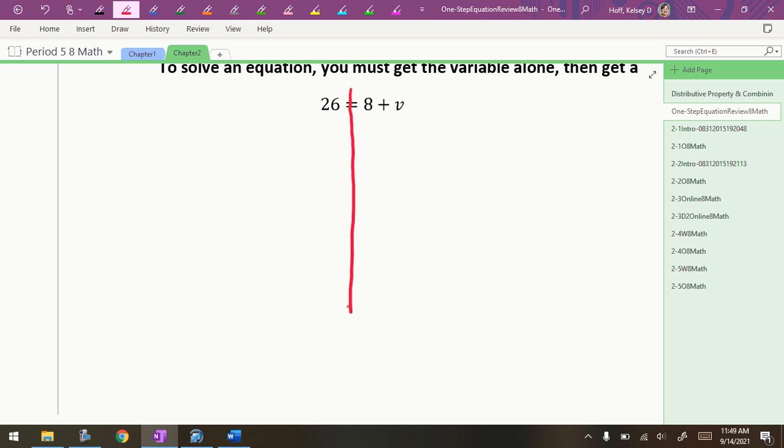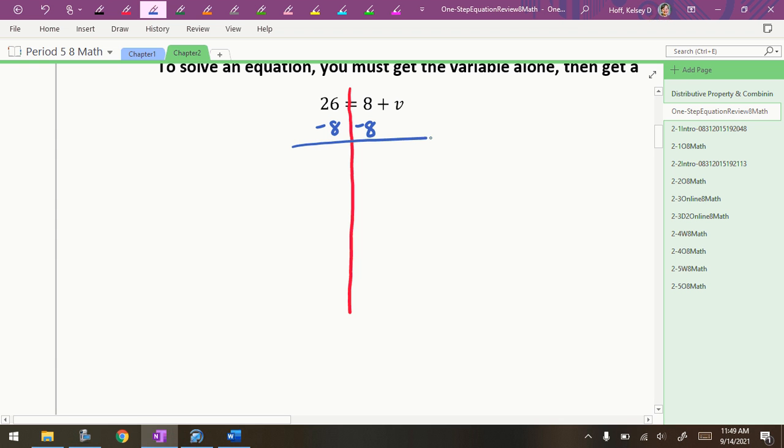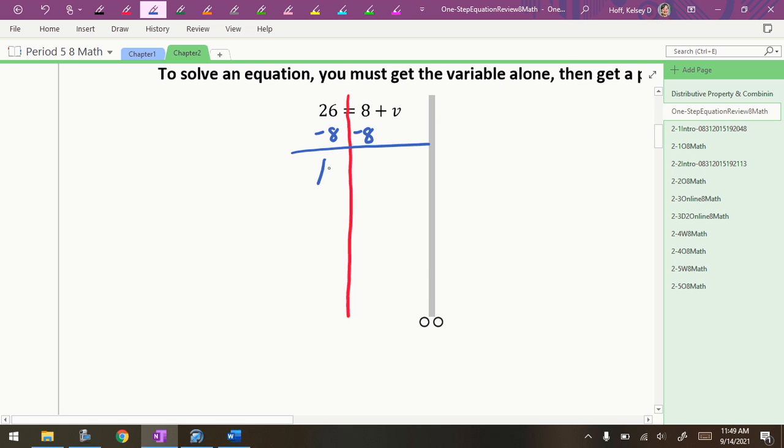8. Is 8 currently positive or negative? How do you know it's positive? There's not a negative sign in front of it. How do I get rid of a positive 8? You subtract 8. You subtract 8 from both sides. Okay? 26 minus 8. Notice I wrote minus 8 on both sides, a big equal bar across. 26 minus 8 is 18. 8 minus 8 cancels, and we drag down the v.